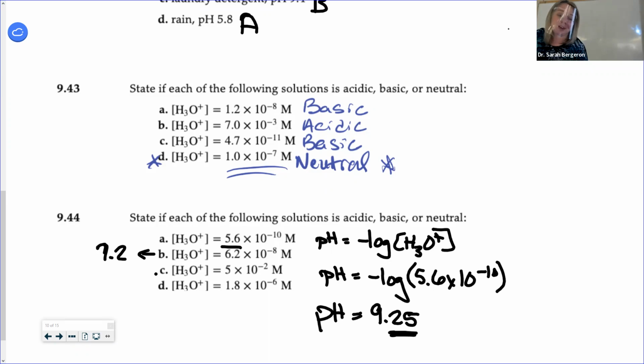Okay, what do you get for C? Do it for C. Let me switch back. The negative log of 5 times 10 to the minus 2 is 1.3. Okay, in D, the negative log of 1.8 times 10 to the negative 6 is 5.74. B should be 7.2.